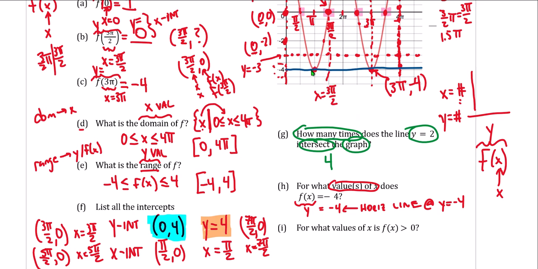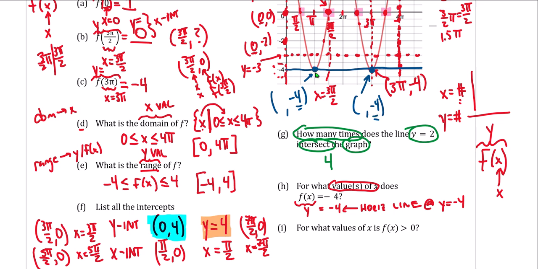I can see that the values of x that produce it, so let me back up here for 1 second. These two points here and here on the curve, those troughs there, those minimums, that point and that point there, are points on the curve that intersect the line y equals negative 4. And therefore, because those two points lie on the line y equals negative 4, I know that the y value at those points is negative 4.